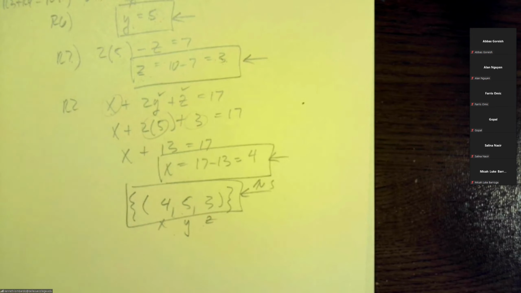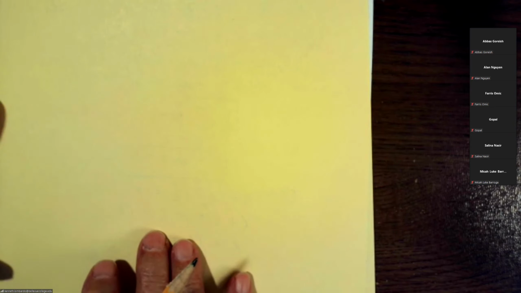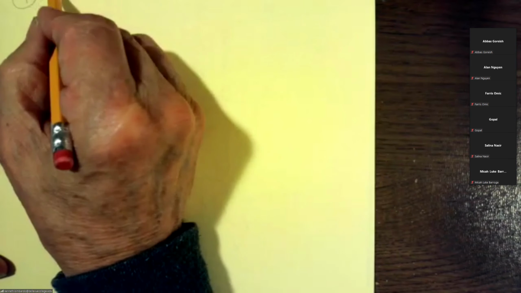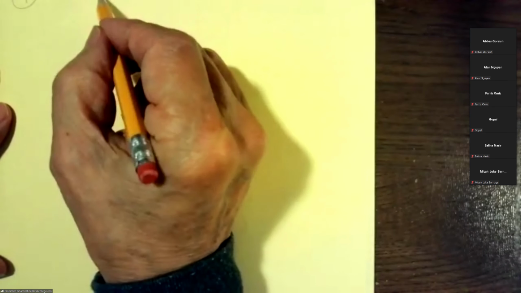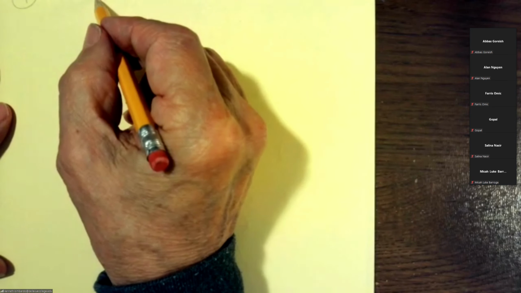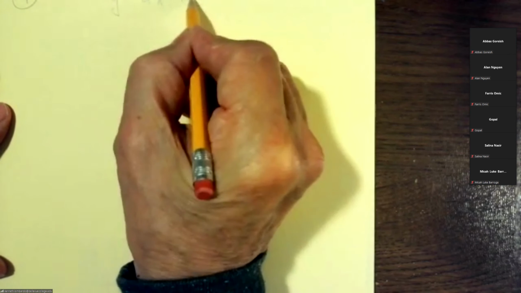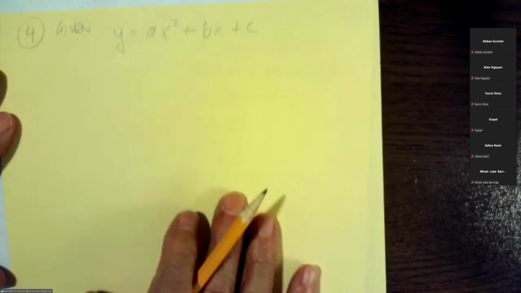Let's see here. What would be another interesting one here so you don't get too bored? Let's work one that looks like this. This is good. Let's call this problem 4. Let's say we're given an equation that looks like y equals ax squared plus bx plus c. That's what we're given.